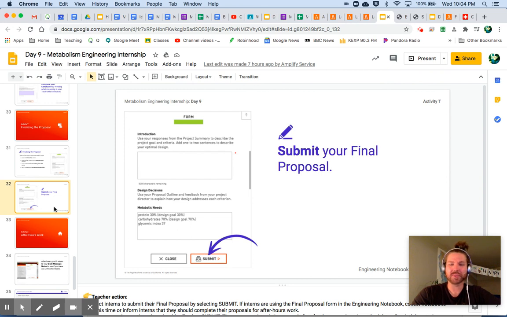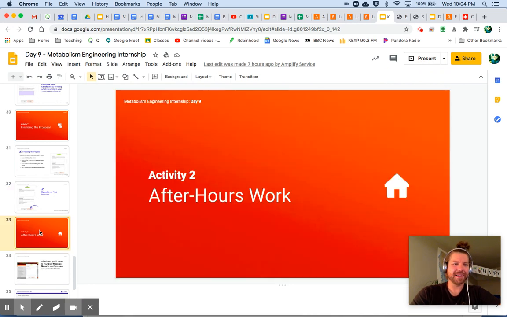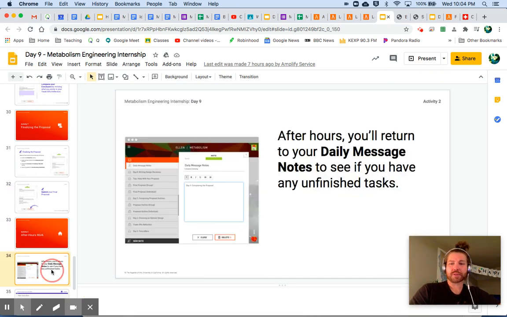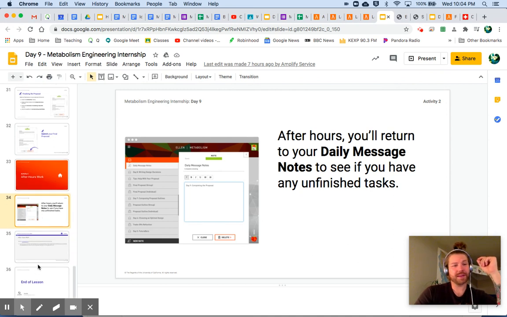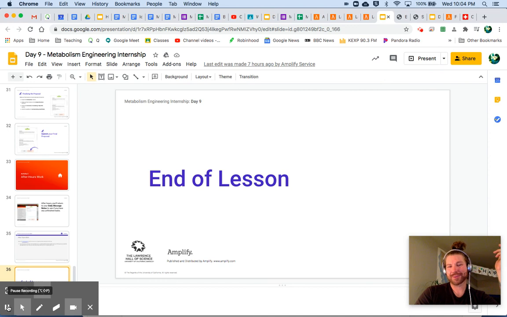And we'll see what International Disaster Aid thinks of your Futura bar. After hours work, of course, go through, see if there's anything else that you need to do that Amina wants you to do, any other deliverables, unfinished tasks. And after that, look at that. Oh, we're done. Good job, people. You just submitted your proposal. I hope you feel good about that.